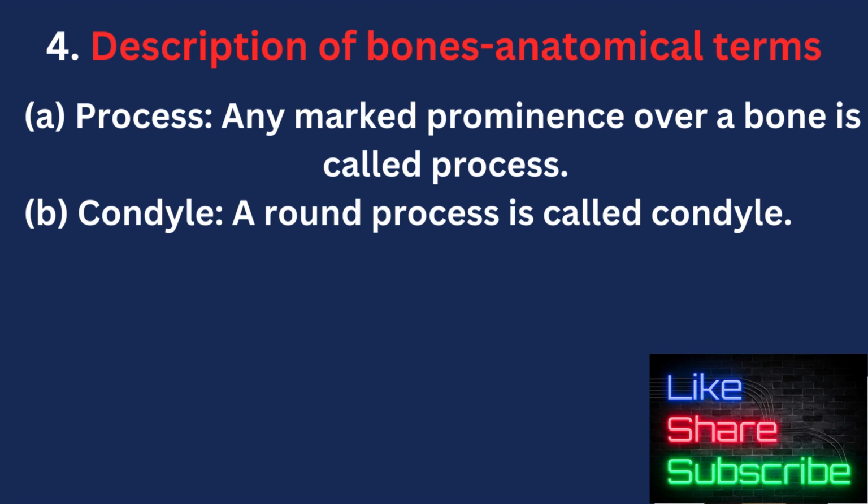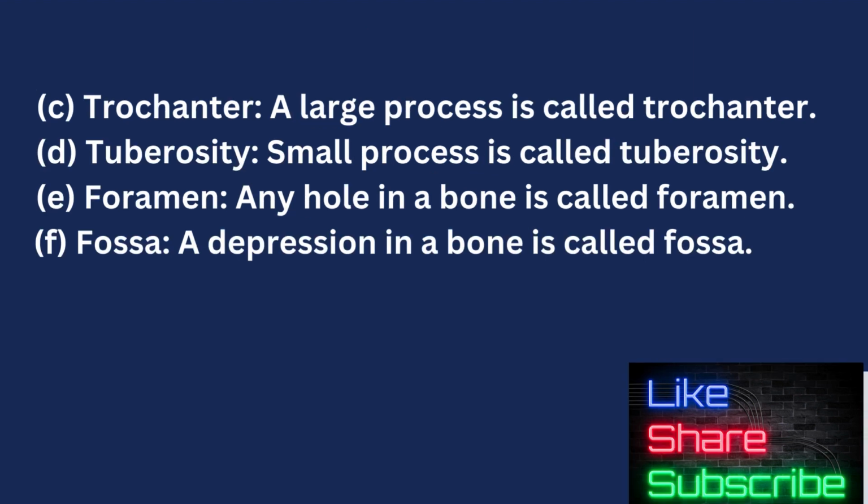A. Process. Any marked prominence over a bone is called process. B. Condyle. A round process is called condyle. C. Trochanter. A large process is called trochanter. D. Tuberosity. Small process is called tuberosity. E. Foramen. Any hole in a bone is called foramen. F. Fossa. A depression in a bone is called fossa.